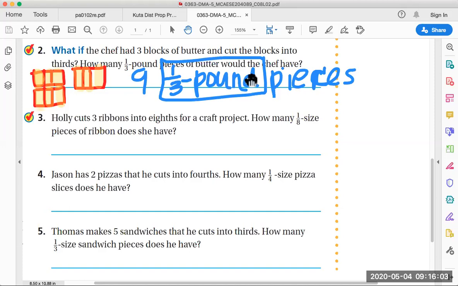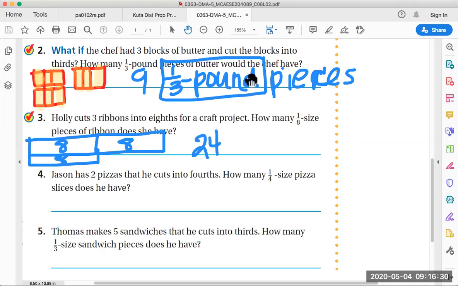Okay. All right. Number 3, Holly cuts 3 ribbons into eighths for a craft project. How many 1/8 pieces of ribbon does she have? Well, if each piece of ribbon has 8 pieces, right, because they're 1/8 size pieces, and you have 3 pieces of ribbon all the same size, it's like doing 8 times 3. So we would have 24, and again, think about the way we write this answer, 1/8 size pieces.